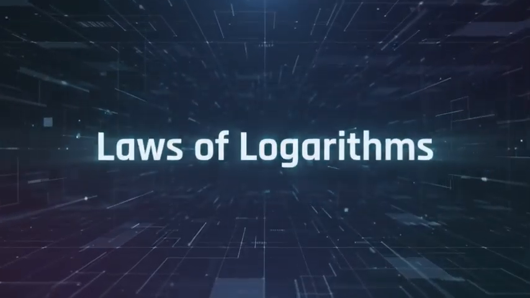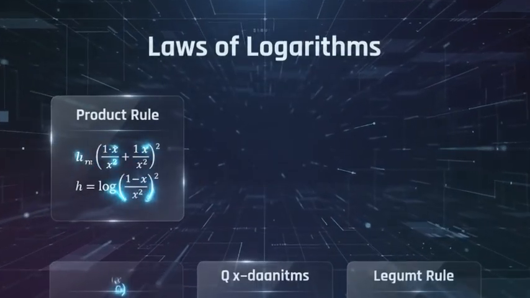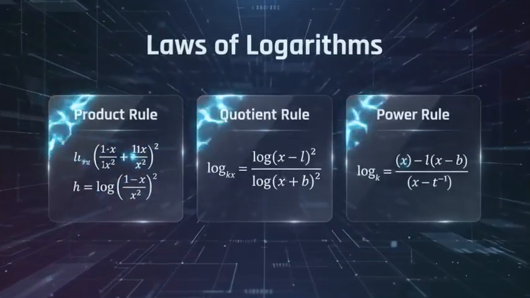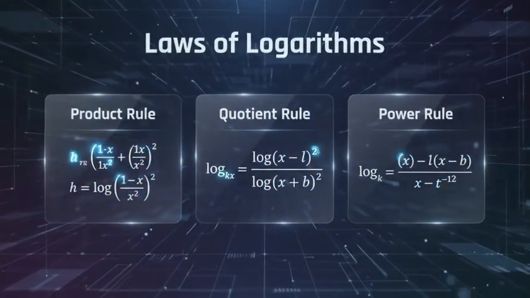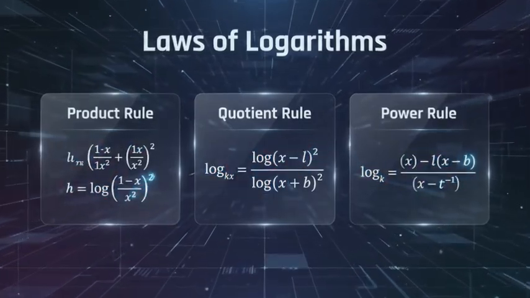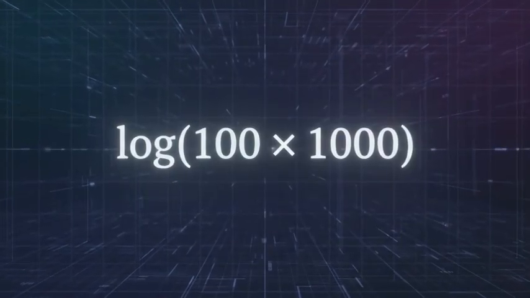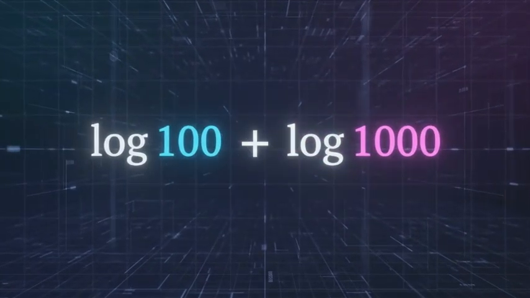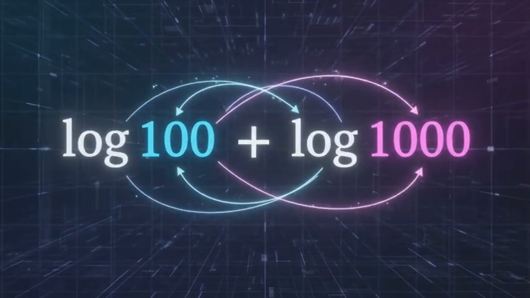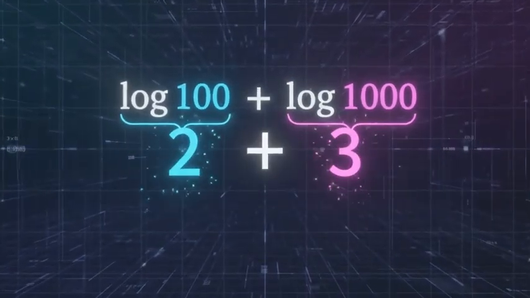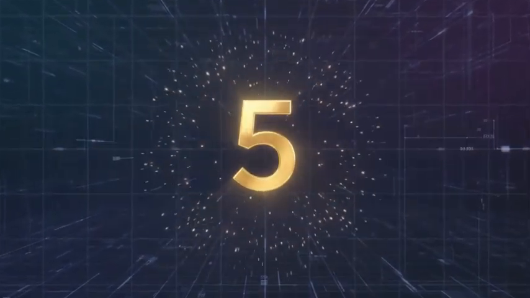Just like exponents, logarithms have important rules. The 3 most useful are the product rule, quotient rule, and power rule. The product rule states that the logarithm of a product equals the sum of the logarithms of its factors. This rule makes large calculations much easier to simplify.